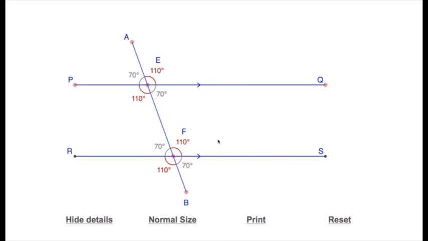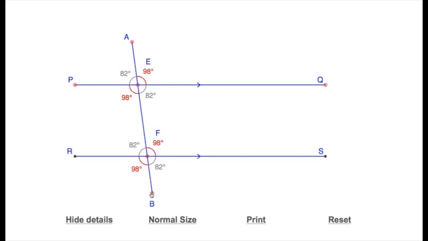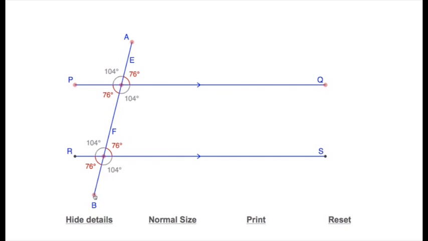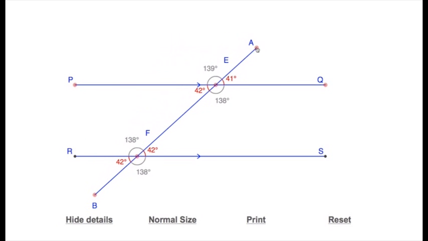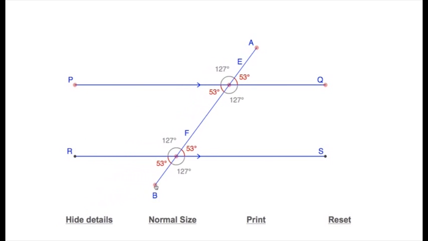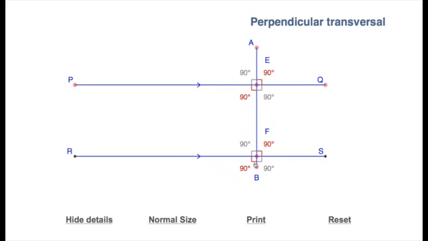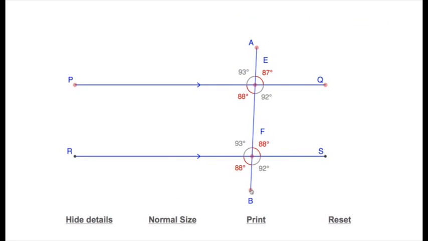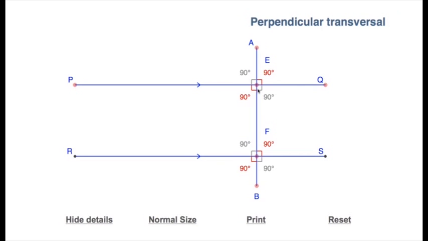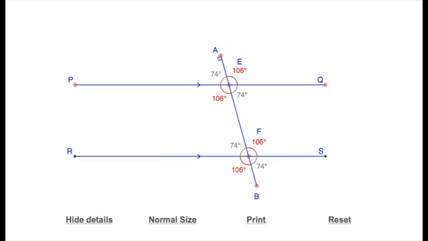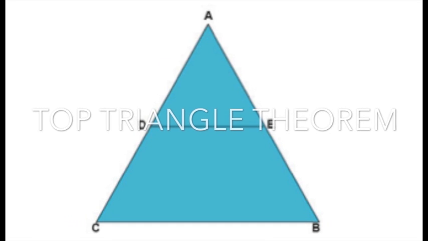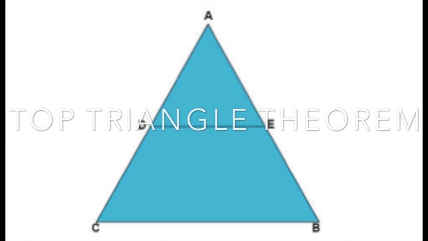The definition of a transversal is a line that cuts across two or more usually parallel lines. In the figure in front of you, the line AB is a transversal. It cuts across the parallel lines of PQ and RS. If it crosses the parallel lines at right angles, it is called a perpendicular transversal. And if you carefully adjust A or B, you can create this type, which is just called a transversal. And now that we know what a transversal is, we can go on to explain the top triangle theorem.